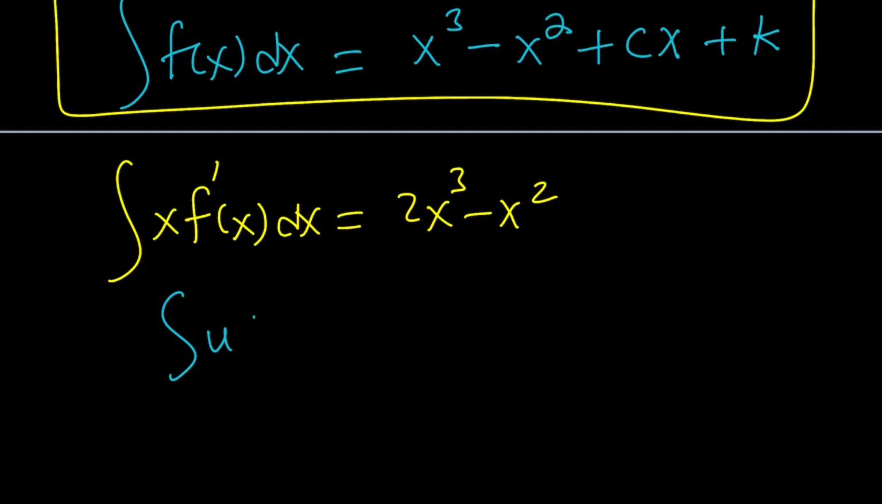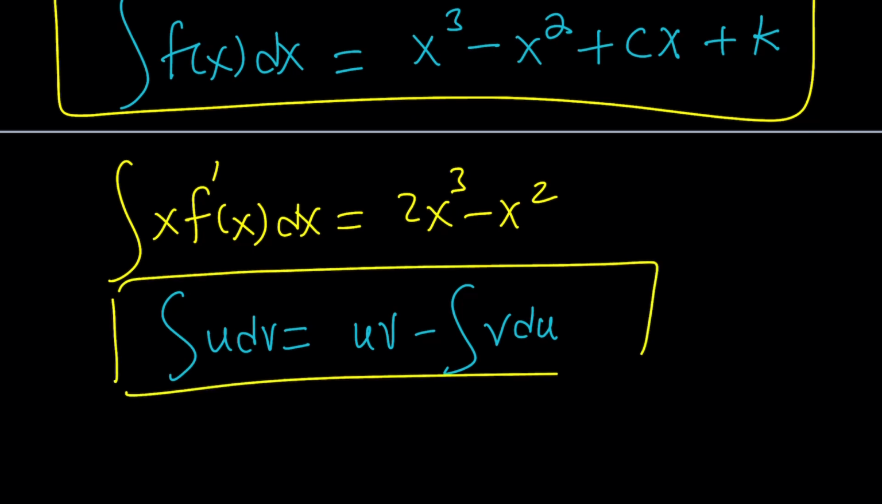If you have the integral of u dv, then it's equivalent to uv minus the integral of v du, where u and v are functions of x. This is basically IBP, which is integration by parts. Great. So we can use it. How? We need to find something that is easy to integrate and also easy to differentiate. So let's start with the integral.